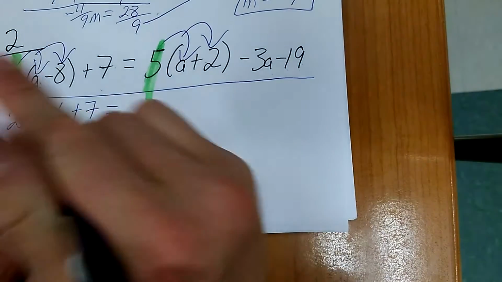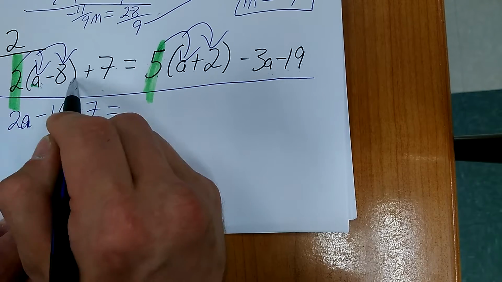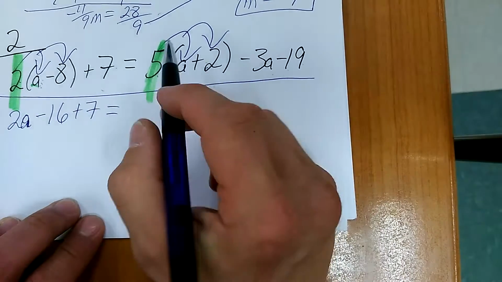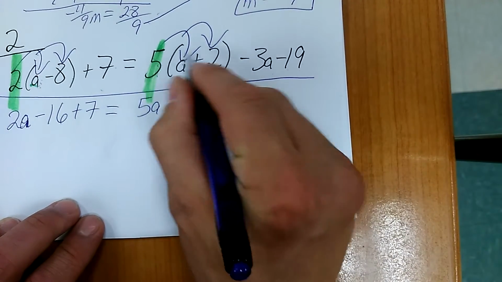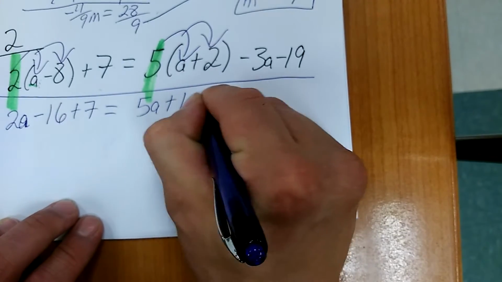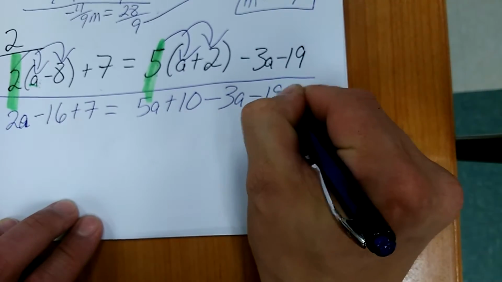Remember, Angry Bird effect. You have to take the number on the outside of the parentheses and multiply it to everything on the inside. So as we do that, 5 times a is 5a, 5 times 2 is a positive 10, and just bring down the -3a and -19.